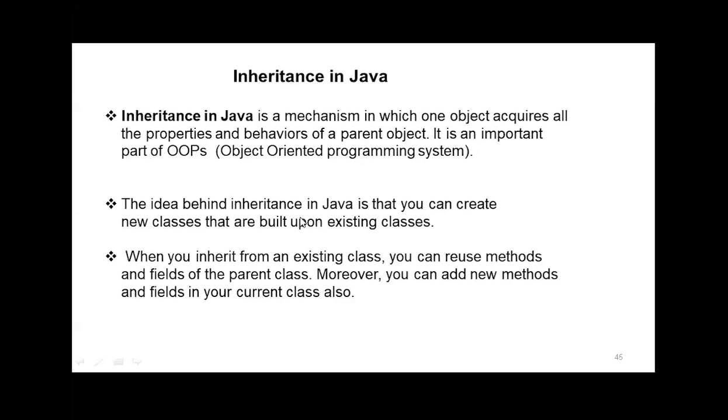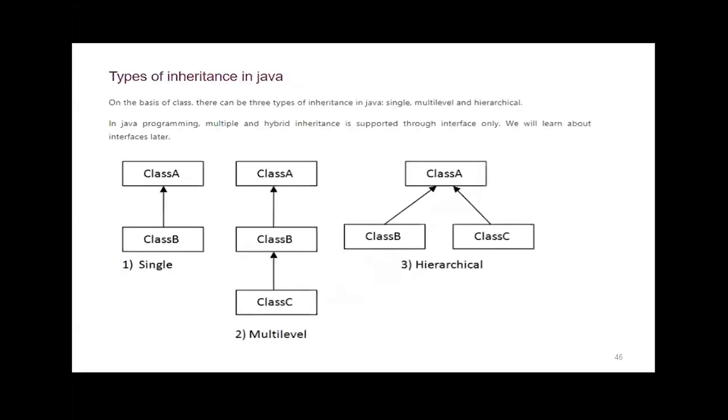The idea behind inheritance in Java is that you can create new classes that are built upon existing classes. So when you inherit from one existing class, then you can reuse the methods and fields of the parent class. It means reusability. If someone asks you why you are using inheritance, then you need to say reusability and reduce redundancy, duplicate code. And you can add new methods also.